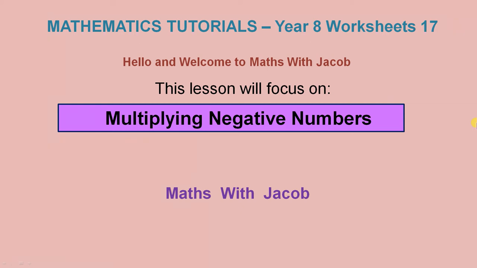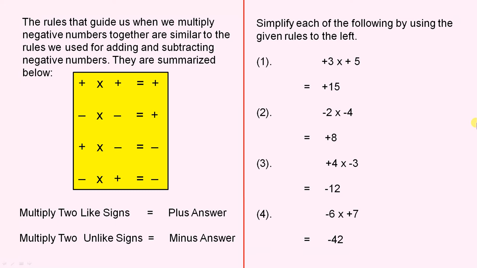This lesson will focus on multiplying negative numbers. The rules that guide us when we multiply negative numbers together are similar to the rules we used for adding and subtracting negative numbers. They are summarized below.